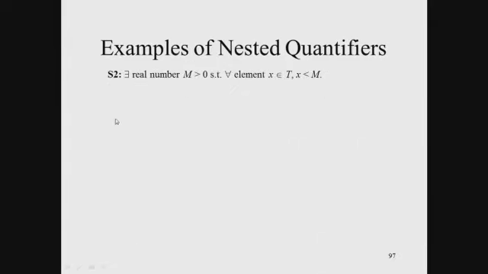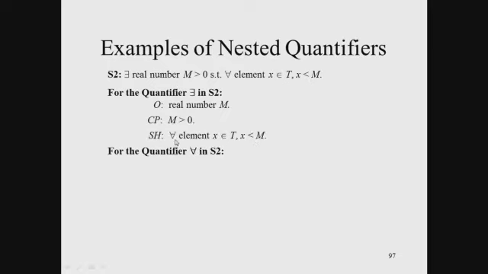Let's do another example. There is a real number m, strictly positive, such that for every element x in the set T, x is less than m. So here, the first quantifier that you see from the left is "there is." For that, we have to identify the objects, the certain property, and the something that happens. The objects: real numbers m. The certain property: m being greater than 0. And the something that happens: for every element x in T, x is less than m.